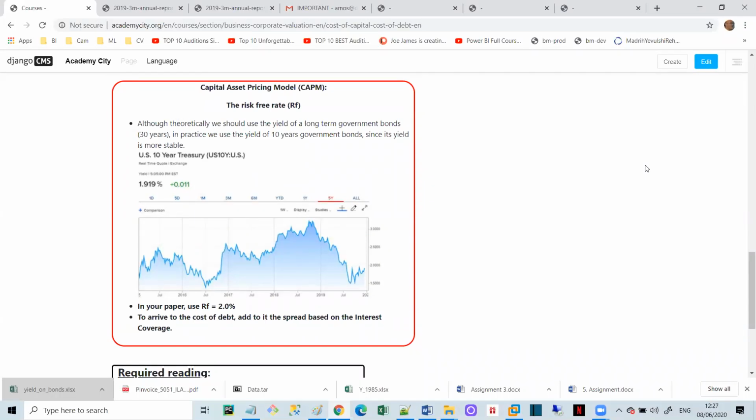So if I look at the government bonds of the US, I say, okay, this is going to be a good estimate of risk-free. It's the yield on government bonds of the US government. And now the question is, what length or maturity of the bonds should I use? Should I use 10 years government bonds? Should I use 20 years, 30 years? Or should I use T-bills, which are less than even a year?